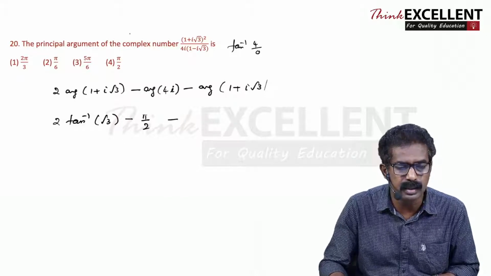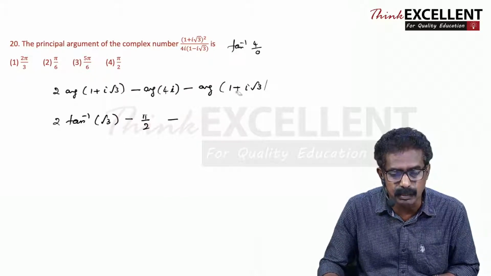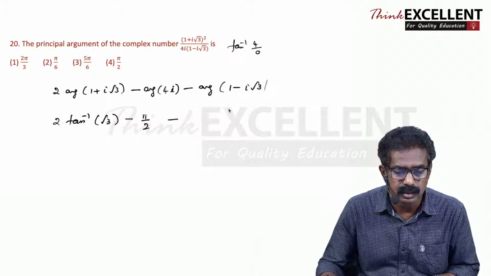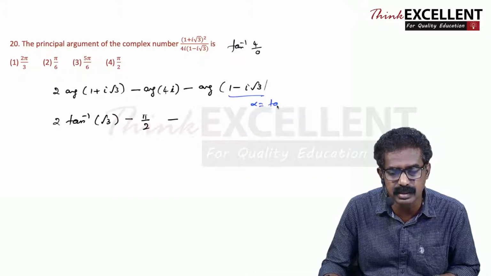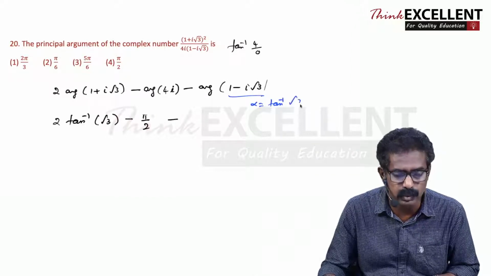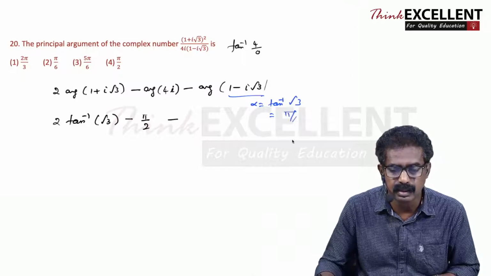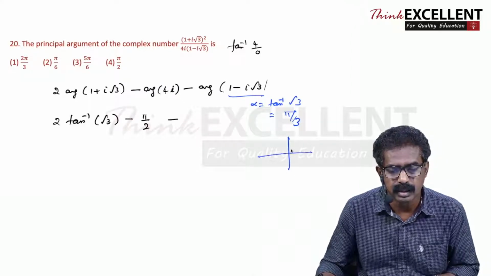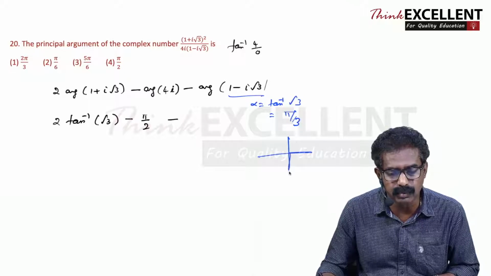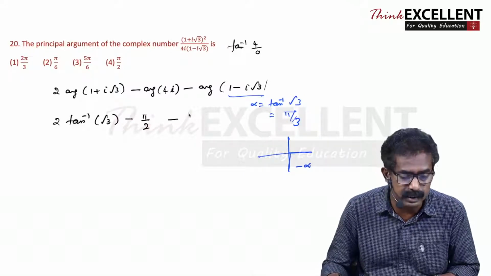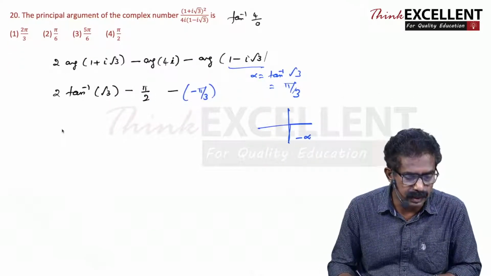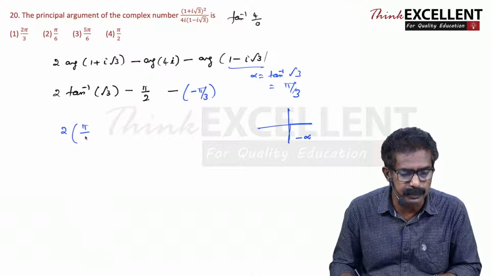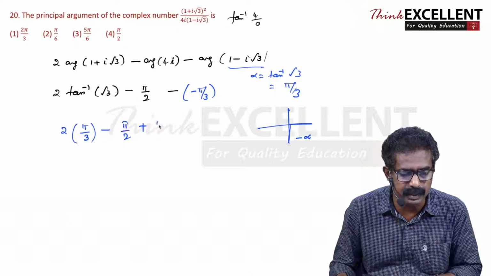Next one, minus, 1 minus i root 3, not plus. So for 1 minus i root 3, if we simplify, find out alpha: tan inverse modulus of b by a, tan inverse root 3, so it is pi by 3. See which quadrant it is. X value positive, y value negative, fourth quadrant means minus alpha, so minus pi by 3. Already a minus is there. So you are getting 2 into pi by 3 minus pi by 2, minus and minus plus pi by 3.